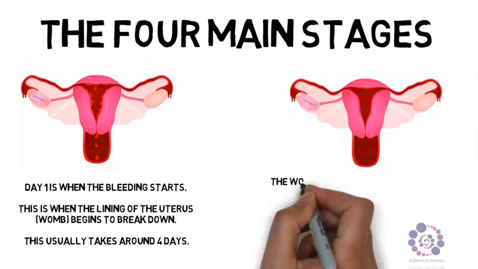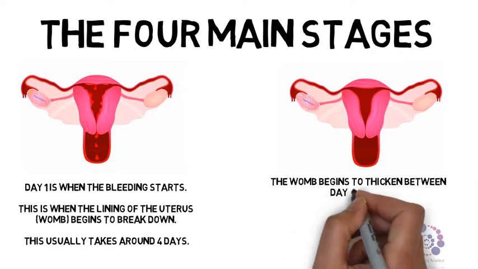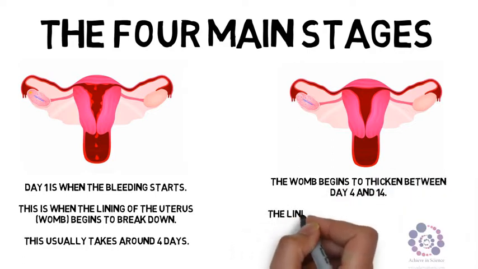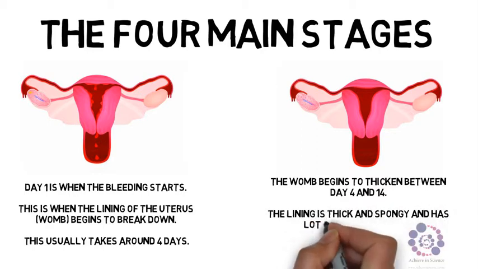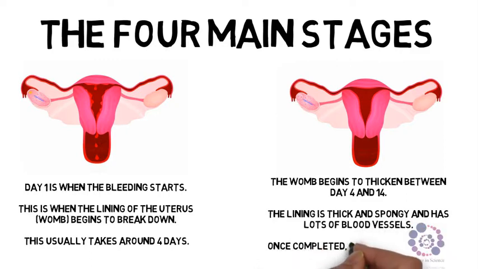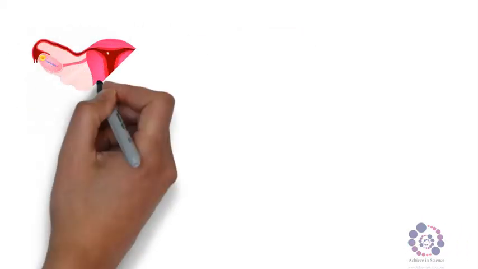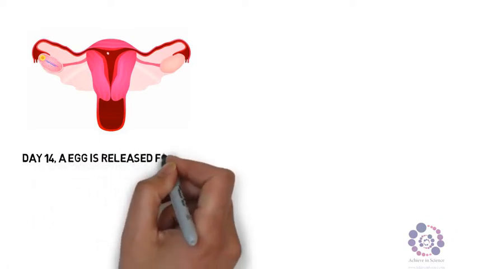This is where the womb, the uterus, begins to thicken up. This happens between around about day 4 to day 14. The lining is thick, it's spongy, and it has lots of blood vessels, and so is very nutritious and is ready to receive a fertilized egg. The next key event to follow this: on day 14, an egg is released from the ovary. This process is called ovulation.